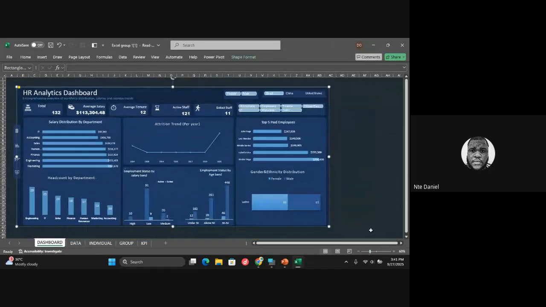So you've shown your stakeholders that, okay, fine, attrition skyrocketed from, can you zoom in a bit? Is that 2018 to 2019?